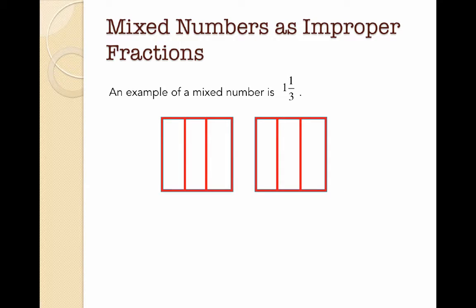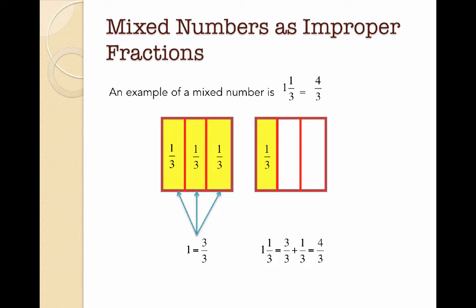Here I have two wholes that I've divided up into thirds. I'm going to color in 1 and 1/3. If I now write down how many thirds I've colored in, 4 of them. That tells me that 1 and 1/3 is the same as 4/3. You might notice that the 1 whole could be written as 3/3. So 1 and 1/3 is actually the same as saying 3/3 plus a third. This gives us our answer of 4/3 without needing a diagram.